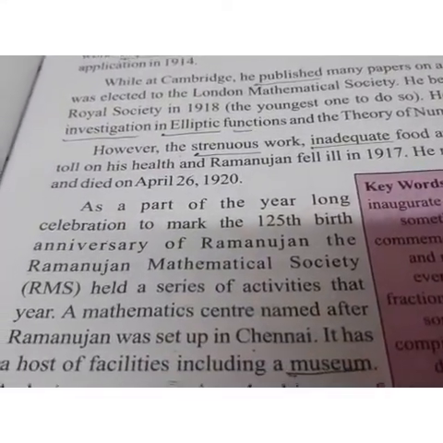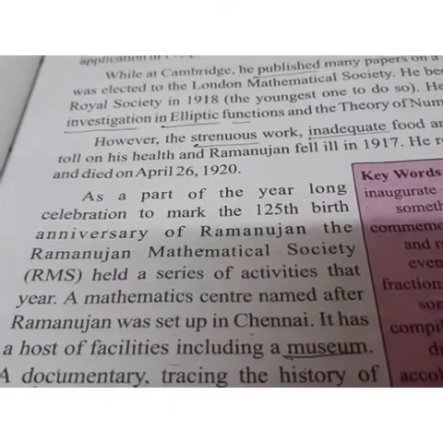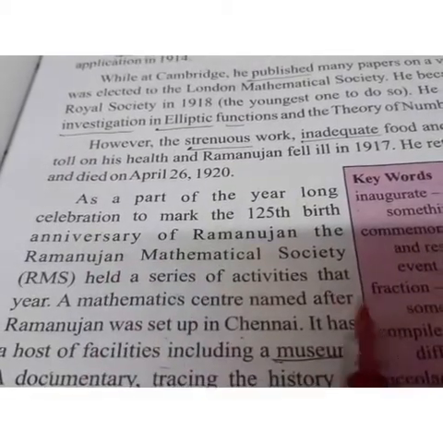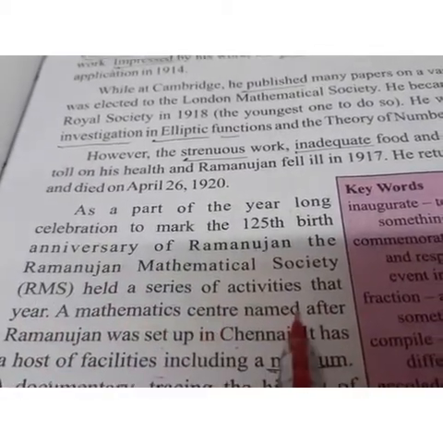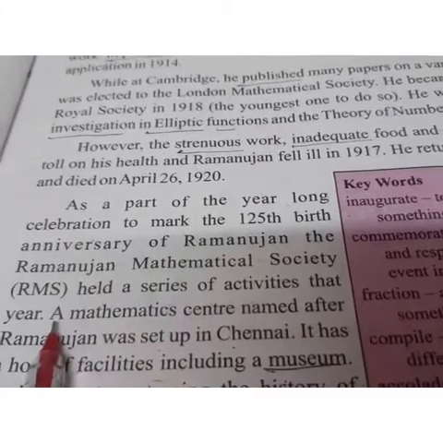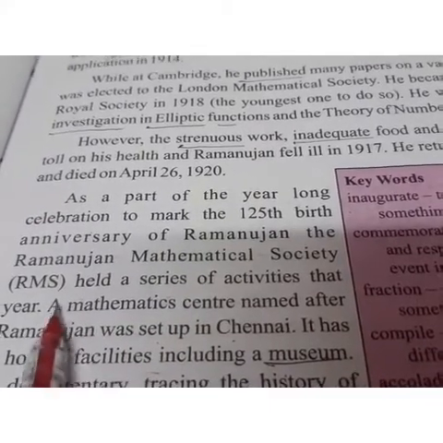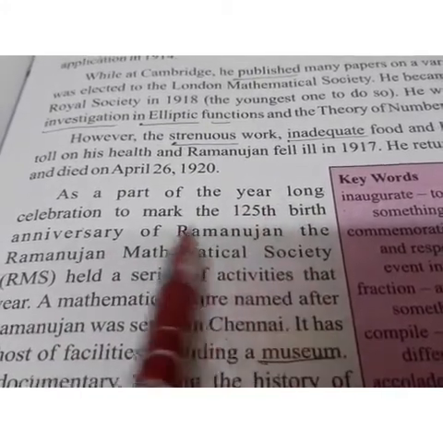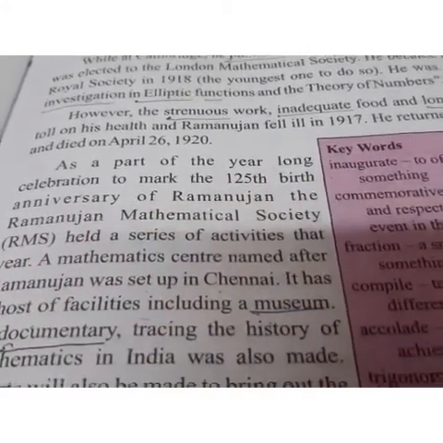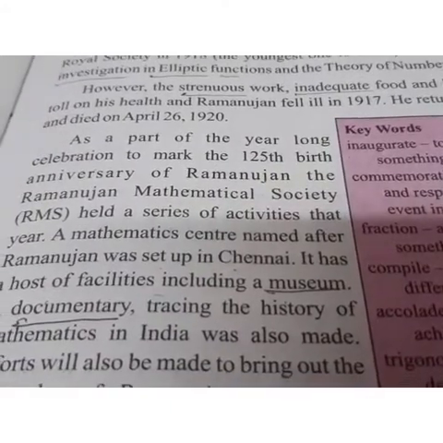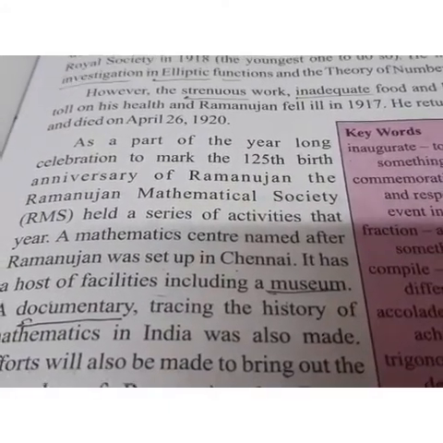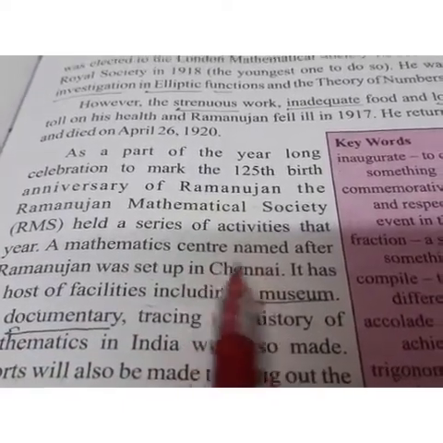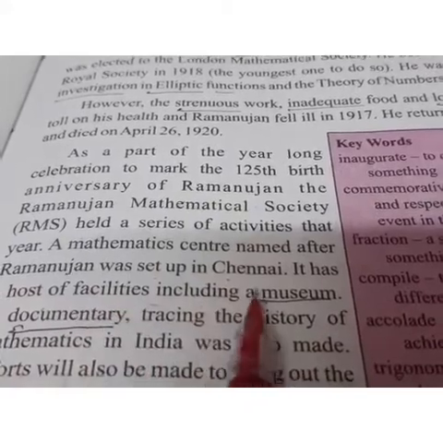As a part of the year-long celebration to mark the 125th birth anniversary of Ramanuj, the Ramanuj Mathematical Society (RMS) held a series of activities that year. By his name, there's a society called the Ramanuj Mathematical Society, and on his 125th birth anniversary, as a part of the year-long celebration, many functions and activities were held. A mathematics centre named after Ramanuj was also set up in Chennai.